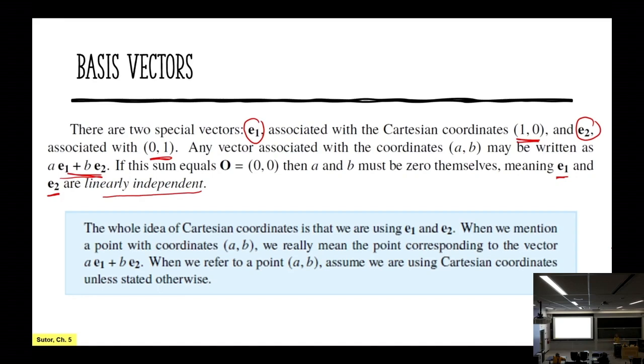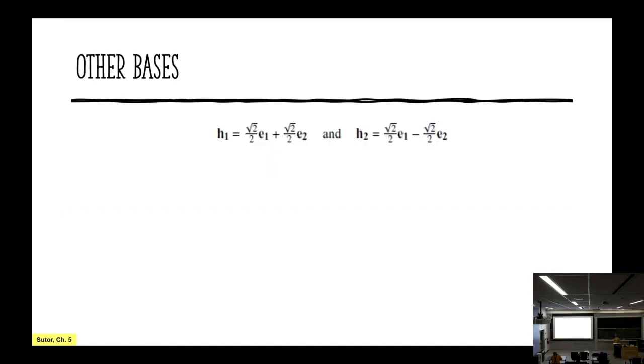And the whole idea of Cartesian coordinates is that we're using these unit vectors, E1 and E2. So if we mention a point in the Cartesian plane, a, b, what we really mean is the point corresponding to a vector, a times E1 plus b times E2. We refer to the point a, b, assuming that we're using Cartesian coordinates. But we don't have to be, and often when we're dealing with qubits, we might need different bases to do our manipulations.